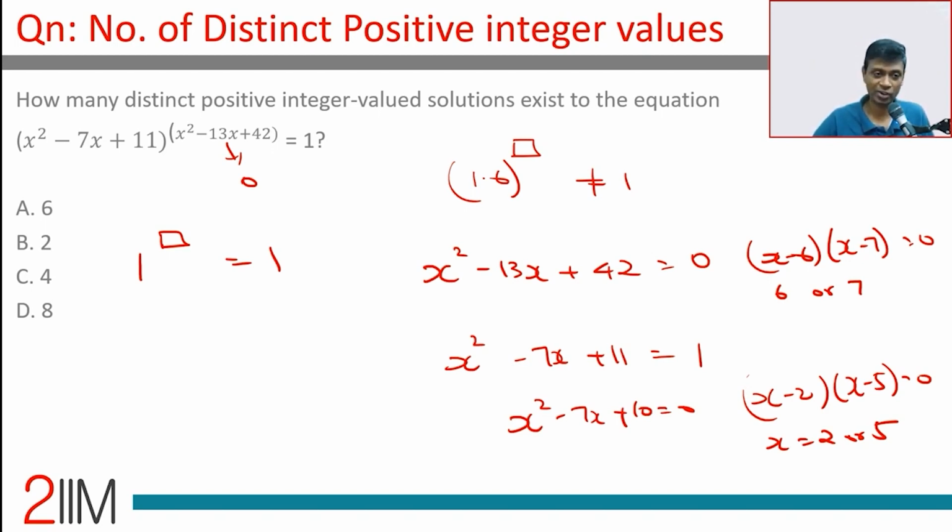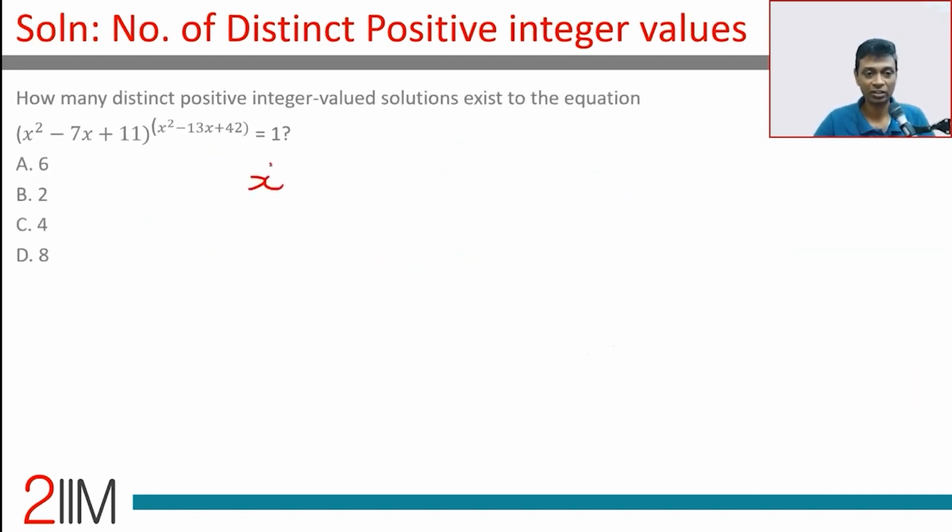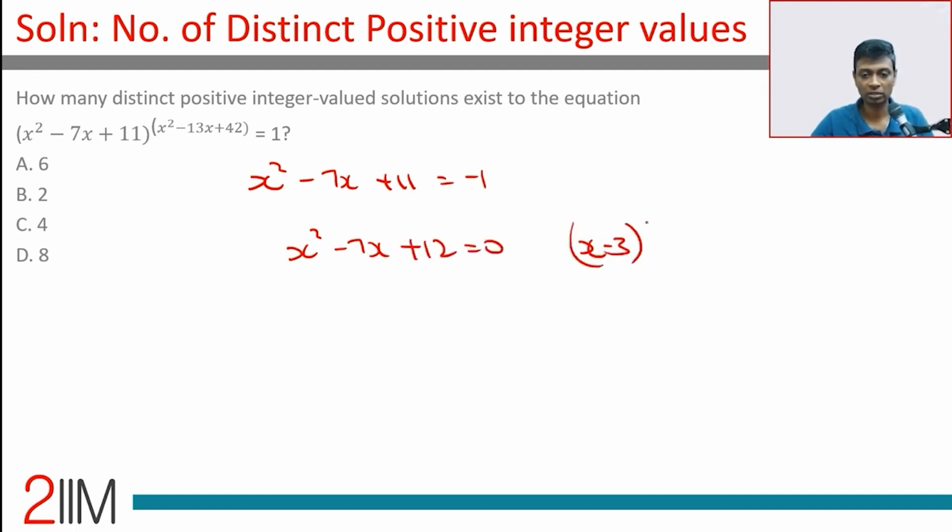4 values. Hang on. There's one thing we have missed completely. We can even get 1 as minus 1 per an even number will give us 1. We'll have to verify that. How do you verify that? X square minus 7x plus 11 equals minus 1. X square minus 7x plus 12 equal to 0. X minus 3 into x minus 4 is 0. X could be 3 or 4.